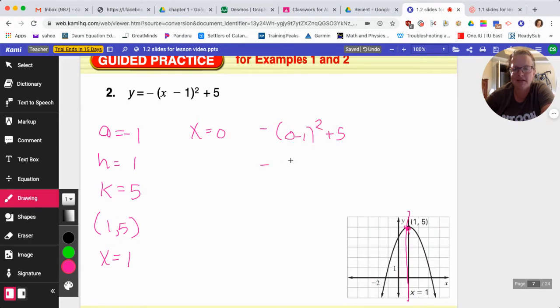That gives me -1 plus 5 is 4. So 0, 4. 0, 1, 2, 3, 4, and then reflect that guy over.